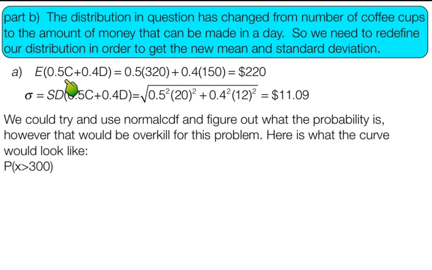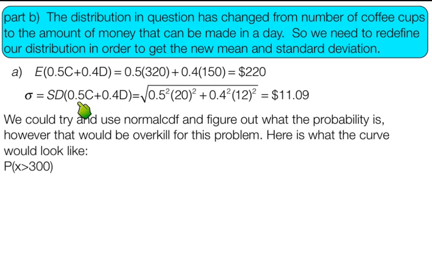Here it's kind of like a cost function or a profit function, if you remember back from when we did algebra, not us, but in other classes. And so you would say, well, it would be 0.5 times C plus 0.4 times D, the number of donuts, the number of coffee cups. And we just basically plug our mean in to find the average. We do the same thing as we did last time to find the standard deviation.